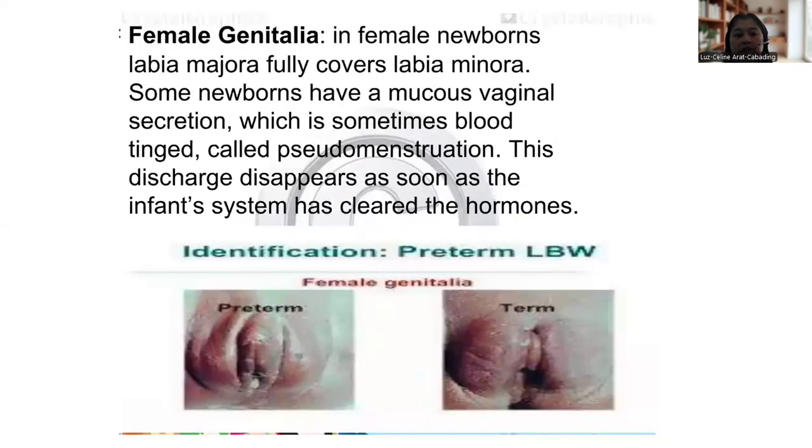Now, the female genitalia, there are two flaps that we can observe. The labia majora that covers the labia minora. Now, some newborns could have mucous vaginal secretion. We call this pseudomenstruation. This is normal. It simply means that the infant's system has cleared the hormones.